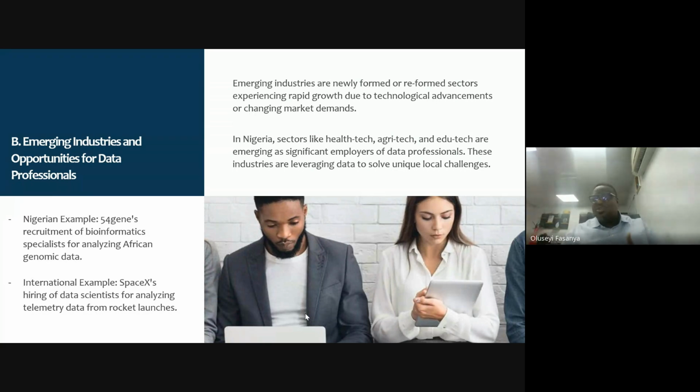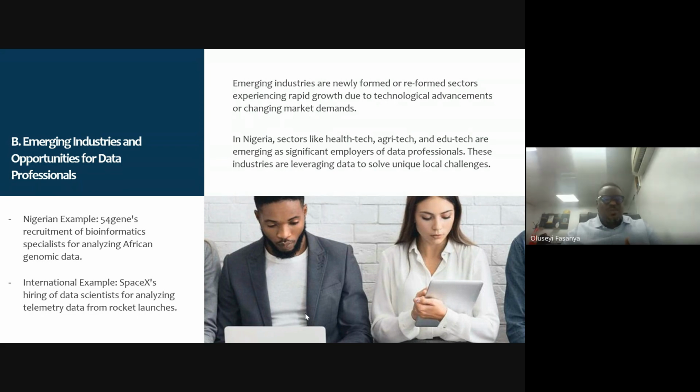For example, in HR, you can key in and find easy data that might otherwise take you a bit of time to scroll through, especially with manual filing and all of that. All of that is at your beck and call, just at your fingertips, because we have some data guys who sat down using Power BI and all sorts of tools to develop those platforms. So, for example, 54gene's recruitment of bioinformatics specialists for analyzing African genomic data speaks to the opportunity for data professionals within Nigeria.